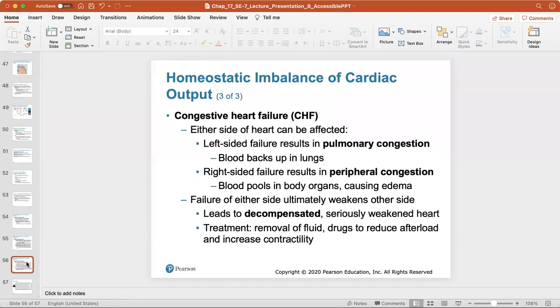In congestive heart failure, either side of the heart can be affected. Left-sided failure results in pulmonary congestion. The blood backs up in the lungs. Right-sided failure results in peripheral congestion, where blood pools in body organs causing edema. And failure of either side ultimately weakens the heart, which leads to decompensation, or a seriously weakened heart. The treatment can be a removal of fluids or drugs to reduce the afterload and increase contractility. That's the end of this chapter.